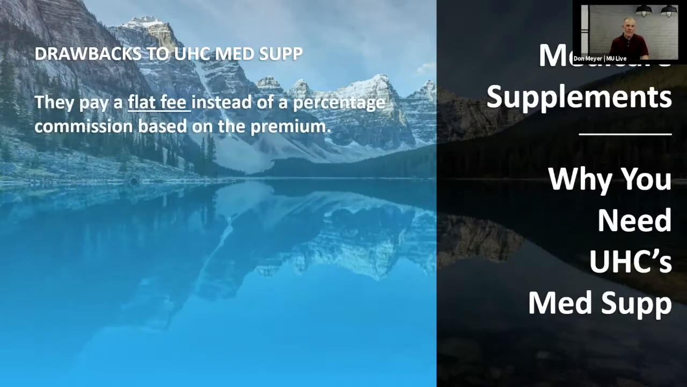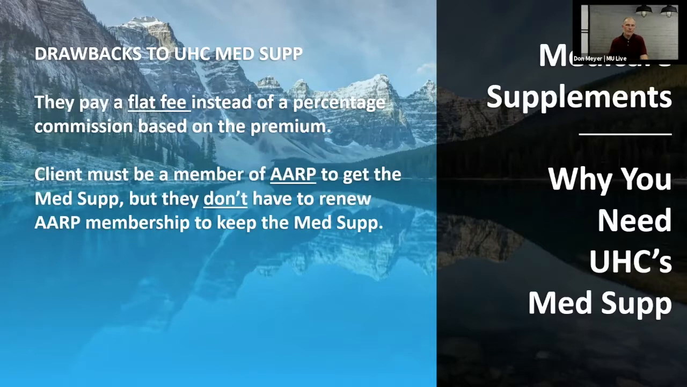So you just have to know that there's a double whammy for rate increases. They also pay a flat fee instead of a percentage commission based on premium. So where most other companies are going to pay you a percentage of whatever the client's paying, United Healthcare does not do that. It is one fee, whether the client pays $150 a month or $350 a month for their Med Sup. The other thing that some clients don't like is that they have to be a member of AARP in order to get the Med Sup. But they don't have to renew their AARP membership to keep the Med Sup.